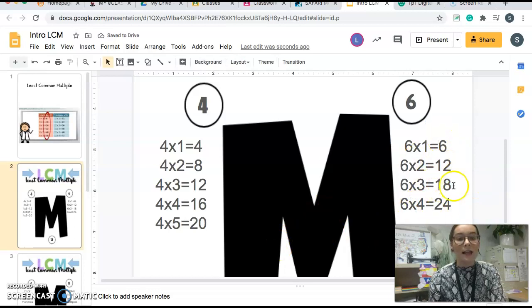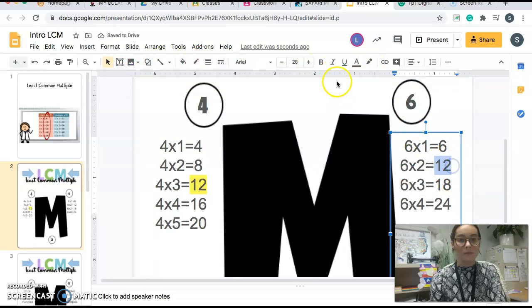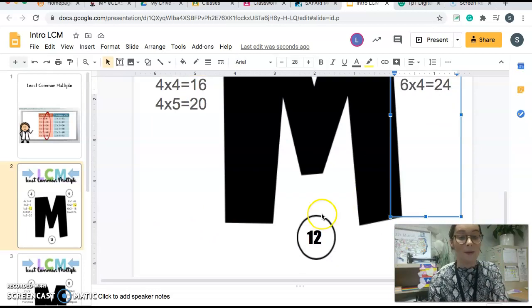Now, do we see any numbers that are the same? Well, what do you know? 12. And so 12 is going to be our least common multiple. I only want you guys to multiply until you find the first same number. The first number that pops up that is the same is going to be your least common multiple. So the answer is 12.